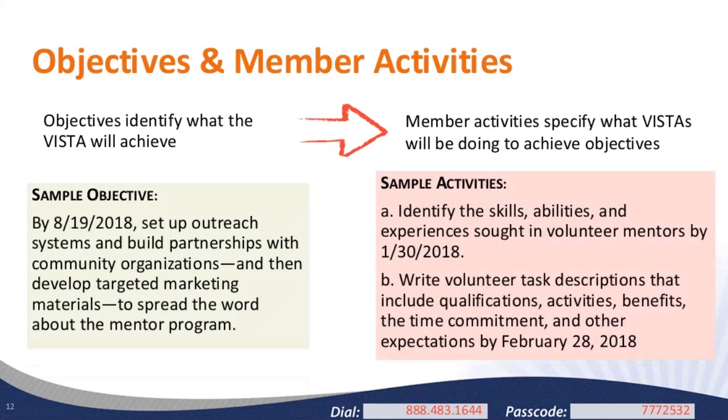Now, let's jump to the activities. The activities section of the VAD identifies more specifically what the VISTAs will be doing to achieve that objective. So in this one, first, identify the skills, abilities, and experiences sought in volunteer mentors by January 30th, 2018. It has that timeline for them to get that done. It's realistic, which we'll talk about in a little bit. So that's one activity. Next activity is write volunteer task descriptions that include qualifications, activities, benefits, the time commitment, and other expectations by February 28th, 2018. Once again, specific on what the activity is, what the VISTA member is going to do, and a timeline to get that done.